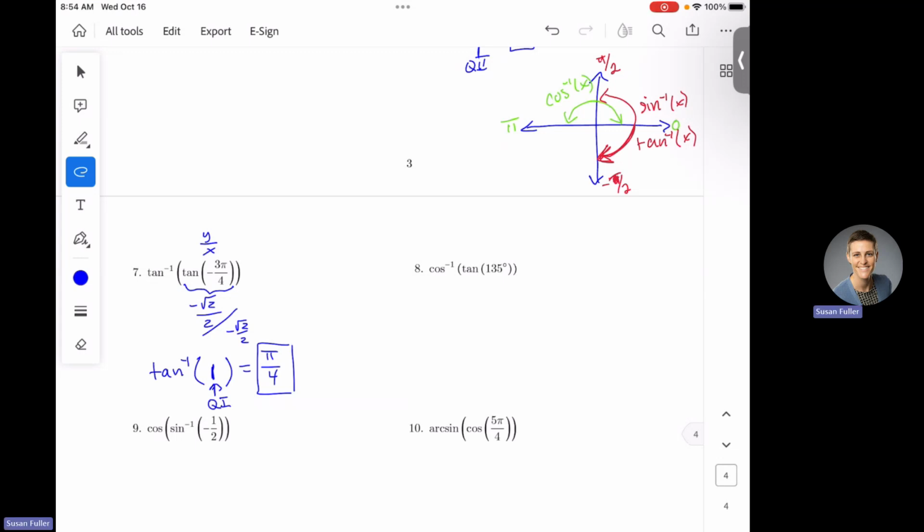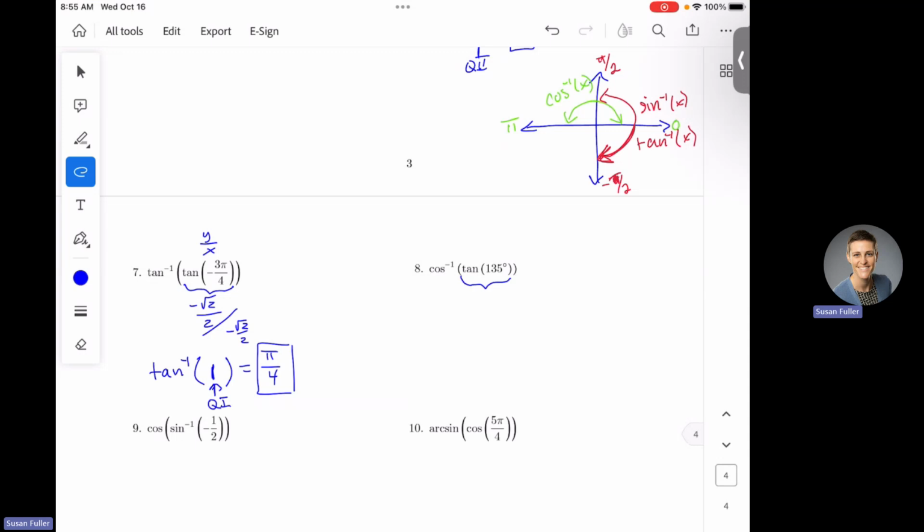Okay, so what if we start mixing functions together? Like in number 8, we have the inverse cosine of the tangent of 135 degrees. You might think it's going to be a bit harder when we start mixing trig functions, but honestly, our process isn't going to change. It's going to be exactly the same. We're going to start on the inside, we're going to work our way out, we're going to start figuring out if we're going forwards or backwards, and we're going to take our time.